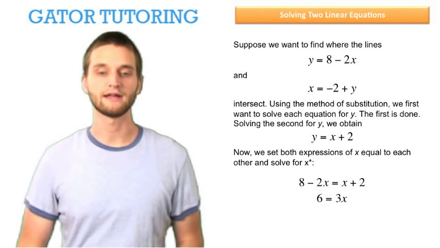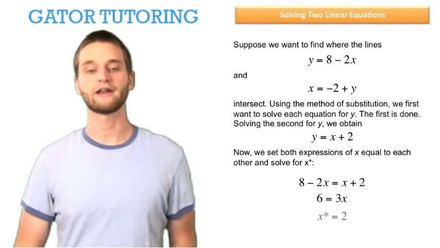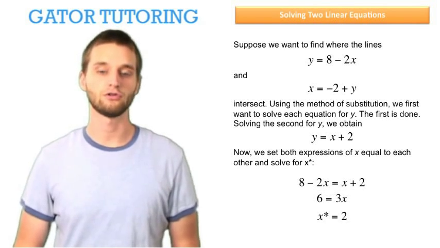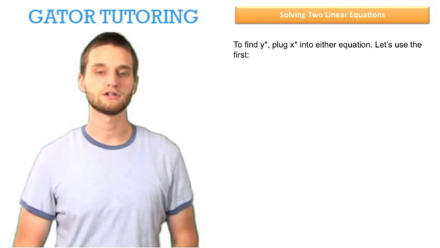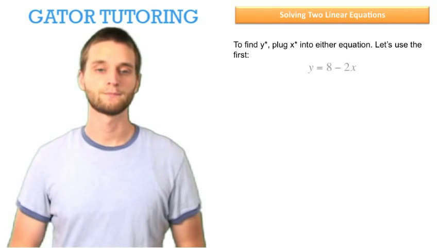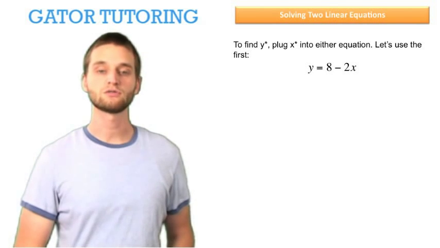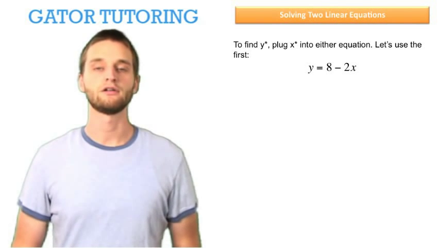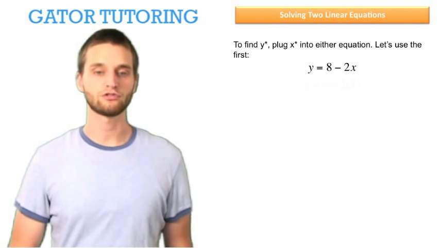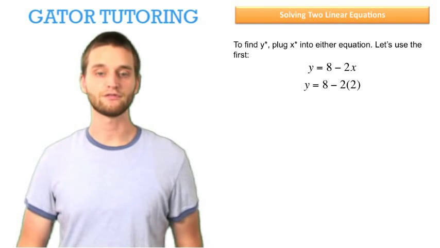Using algebra, we get 6 equals 3x. Dividing by 3, we find x star is 2. To find y star, plug x star into either equation. Let's use the first. The first equation was y equals 8 minus 2x. We're looking for y star, and so we can just plug in x star, which we found was 2, for the x value in this function.